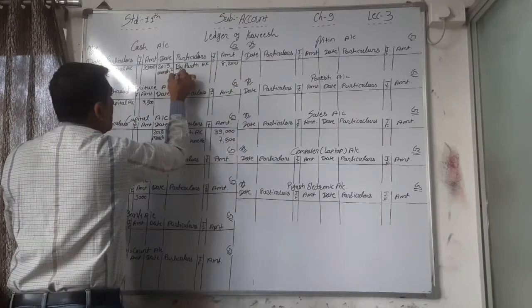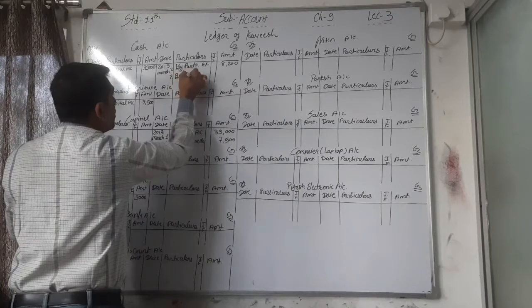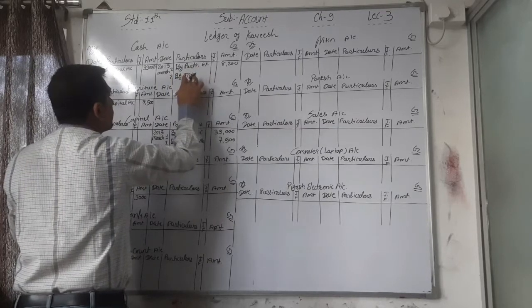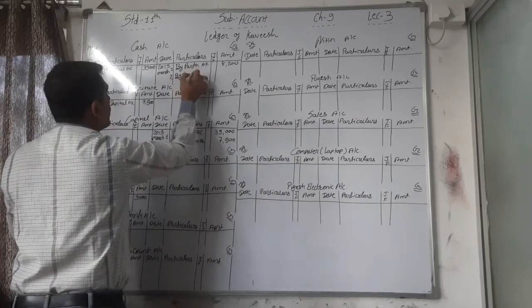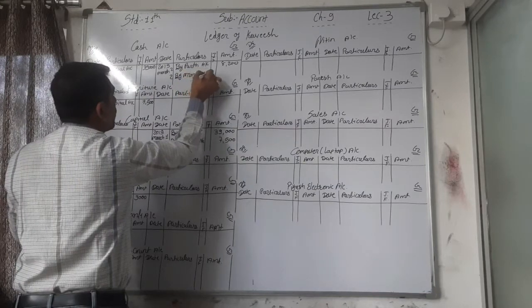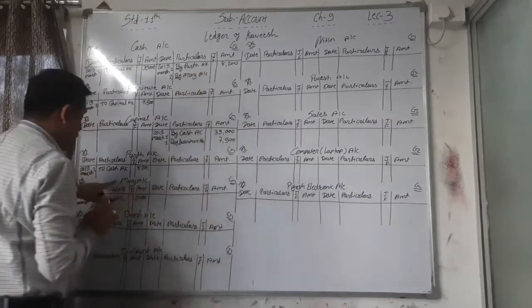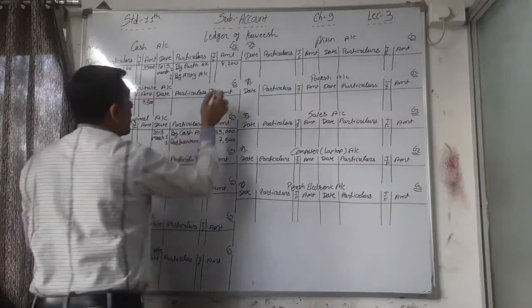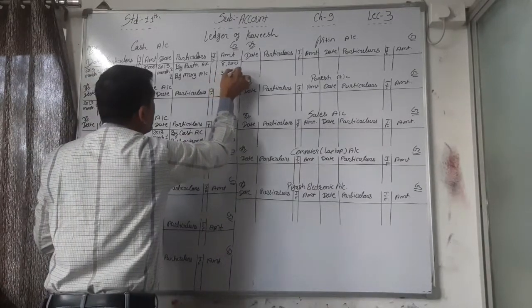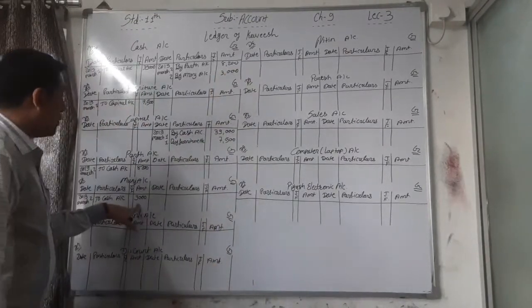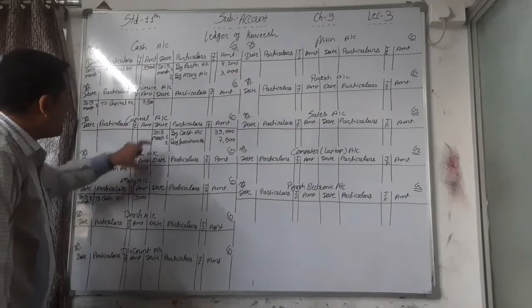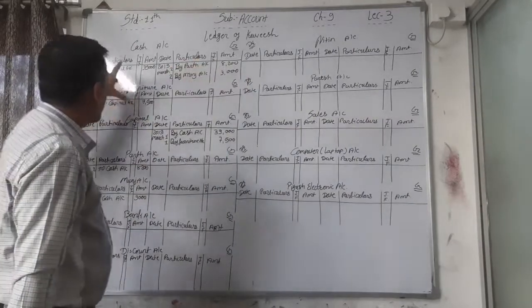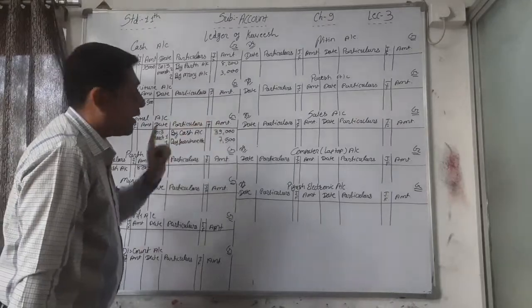Second entry again, by Munj account. Here the Munj account amount is taken from here, 3,000. So the posting of the second entry, 2 debit, 2 credit, over. Here 2 debit and 2 credit over.